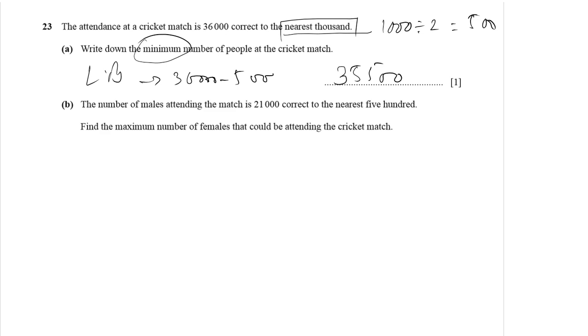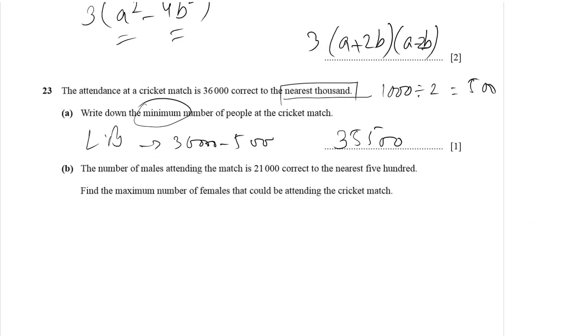Part B. The number of males attending the match is 21,000, correct to the nearest 500. So nearest 500 means you are taking 500's half, that would be 250. And this is the information of males. Find the maximum number of females that could be attending the match.